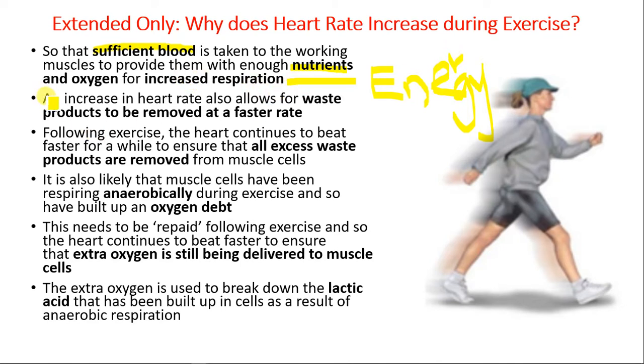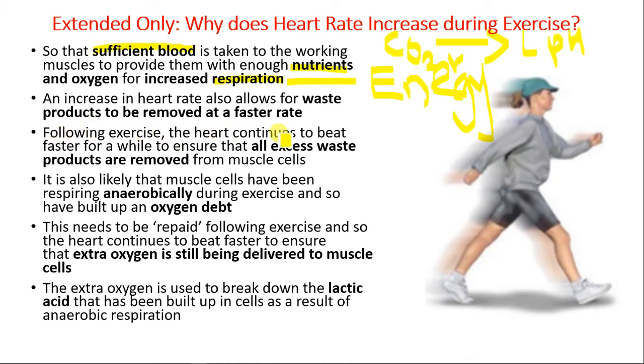An increase in heart rate also allows for waste products to be removed at a faster rate, because as respiration takes place, more carbon dioxide will be produced, and if not removed faster, it will lower the blood pH, because it will form carbonic acid to lower the pH of the blood, which is not healthy, and because it will form a high concentration of lactic acid.